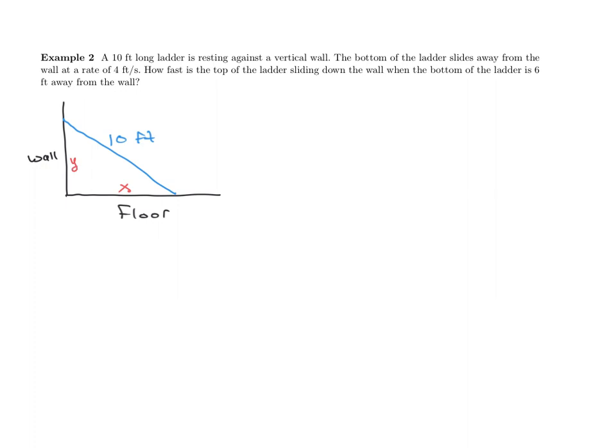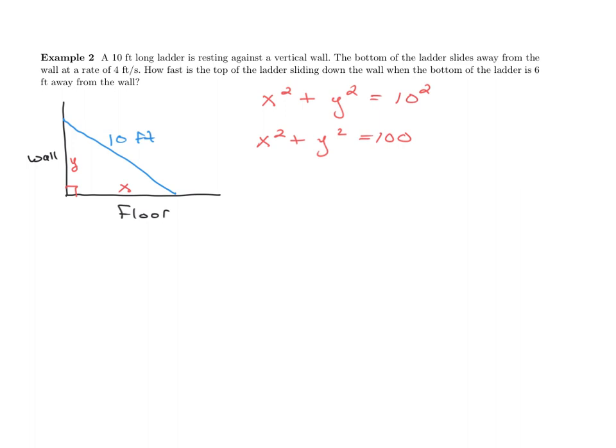Is there an equation that you can think of that will connect x, y, and 10? Here, you can do so by using the Pythagorean theorem. x squared plus y squared is equal to 10 squared, or 100. So that's step one: draw a picture. Step two, label some variables. Here's our equation. I'm going to want to differentiate this at some point with respect to time.